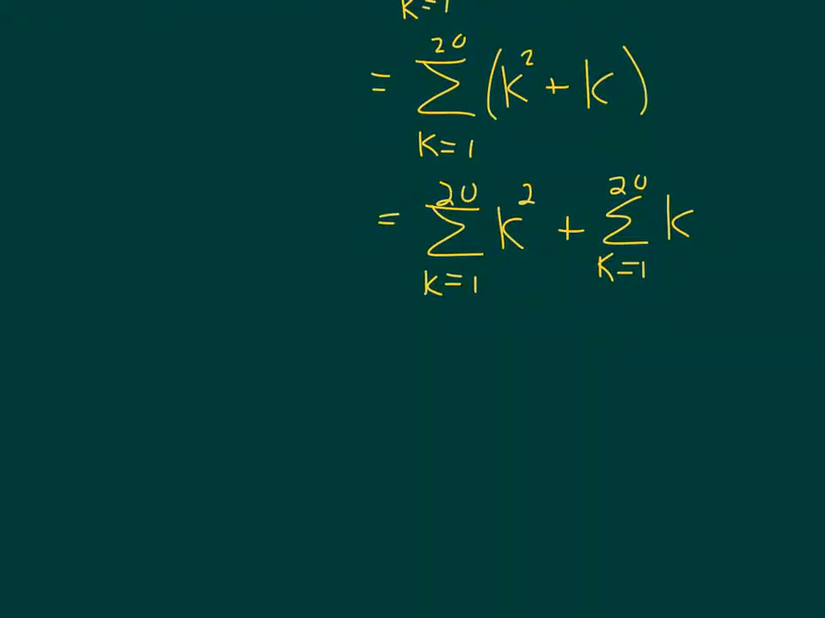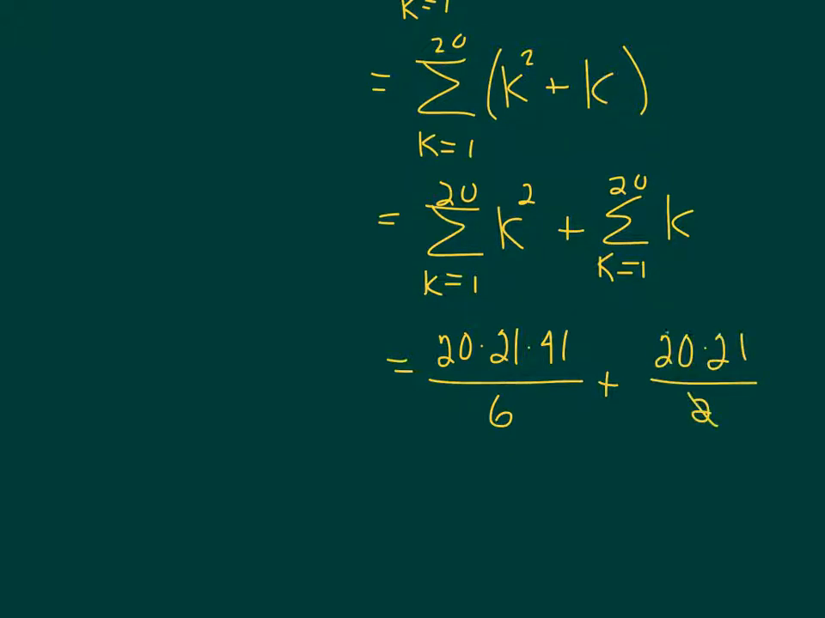And we have a formula for each one of those. So our formula for sigma k squared is n times n plus 1 times 2n plus 1 over 6. N in this case is 20, so we're going to have 20 times 21 times 2n plus 1, which is 41, over 6, plus sigma k, which is n times n plus 1 all over 2.